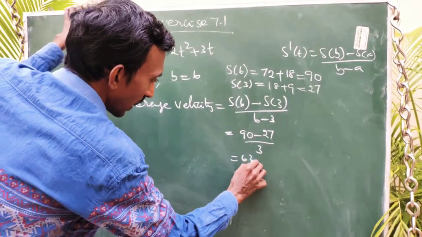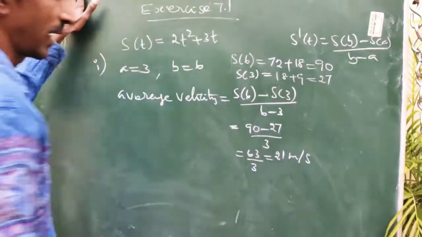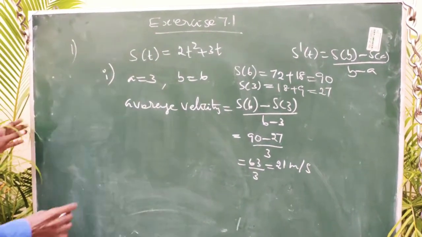It is 63 by 3. So 21 meter per second. That is the answer for the first subdivision.